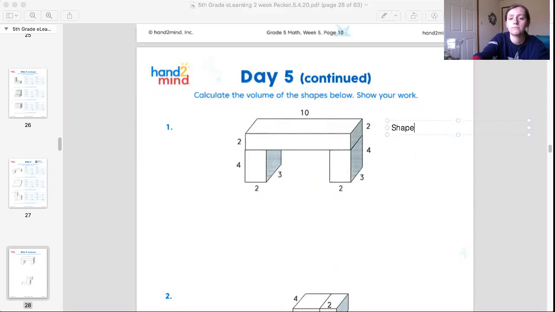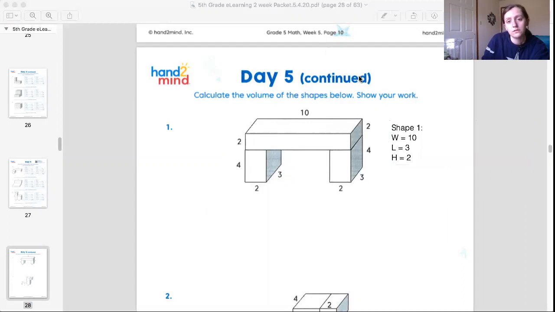So shape number 1, the width is 10, tells me that right here. The length, it does not tell me up here, so I gotta go searching. I noticed that this part and this part are both labeled 3. Well, they're just as wide as my shape up here, so I know that that length there has to be 3, right? And then my height is going to be 2, because once again, we're only looking at the height of this shape right here, not the whole thing, just this little part, okay, where the line is at. So my height is going to be 2.